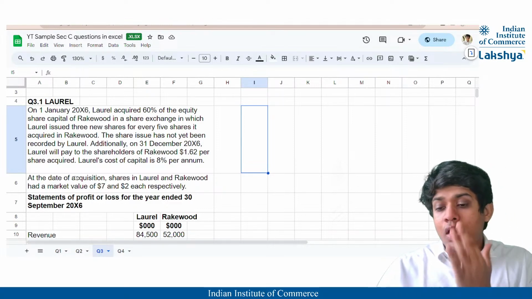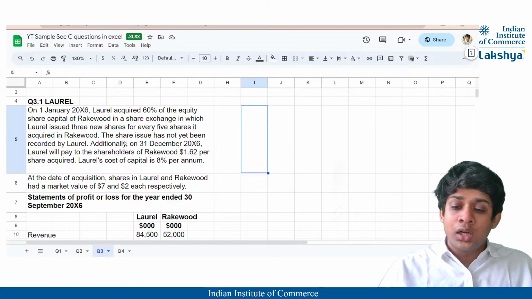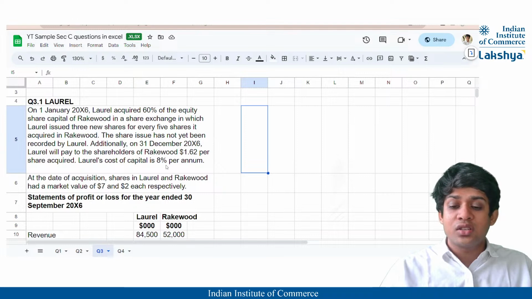Now, on 1st January 2006, Laurel acquired 60% of the equity share capital of Rakewood in a share exchange, in which Laurel issued 3 new shares for every 5 shares acquired in Rakewood. The share issue has not yet been recorded by Laurel. Additionally, on 31st December 2006, that is after a year, Laurel will pay to the shareholders of Rakewood $1.62 per share acquired. Laurel's cost of capital is stated as 8% per annum.